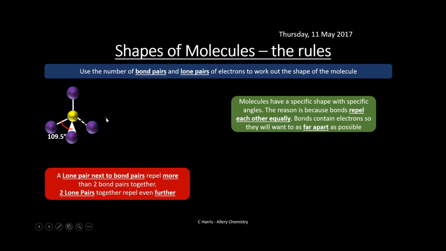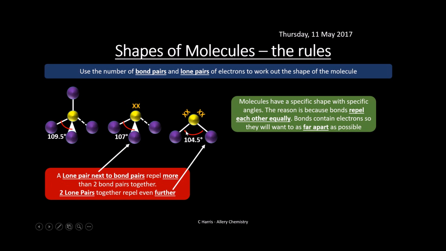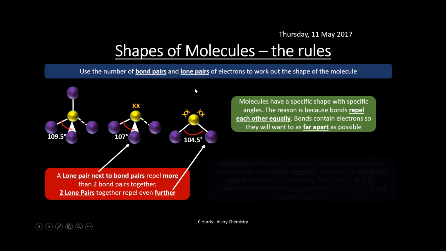But if you've got lone pairs on your molecules, these will repel more than 2 bond pairs together. So these 2 bond pairs will obviously repel, but if you had lone pairs in there, they'll repel further. And 2 lone pairs together will repel even further than that. So let's have a look at this one. 1 lone pair there. You can see it's forced the other 3 down closer towards each other. And now we've got a bond angle of 107 compared to 109.5 we had before. And 2 lone pairs squash it even further. We've got to 104.5 now. So you can see that these 2 lone pairs are really repelling each other now, and it's squashing this bond angle closer together.